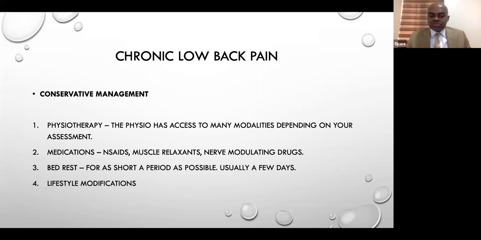For patients who are in serious pain, you can ask them for bed rest for a while. Now, this bed rest usually will just say, don't leave the house if you can, or just take short walks outside of the house.